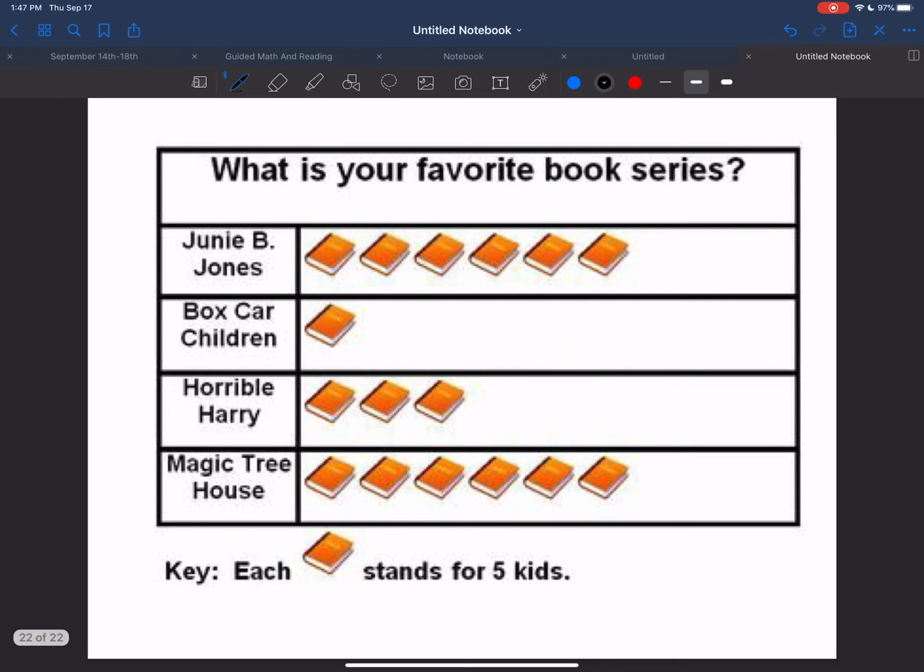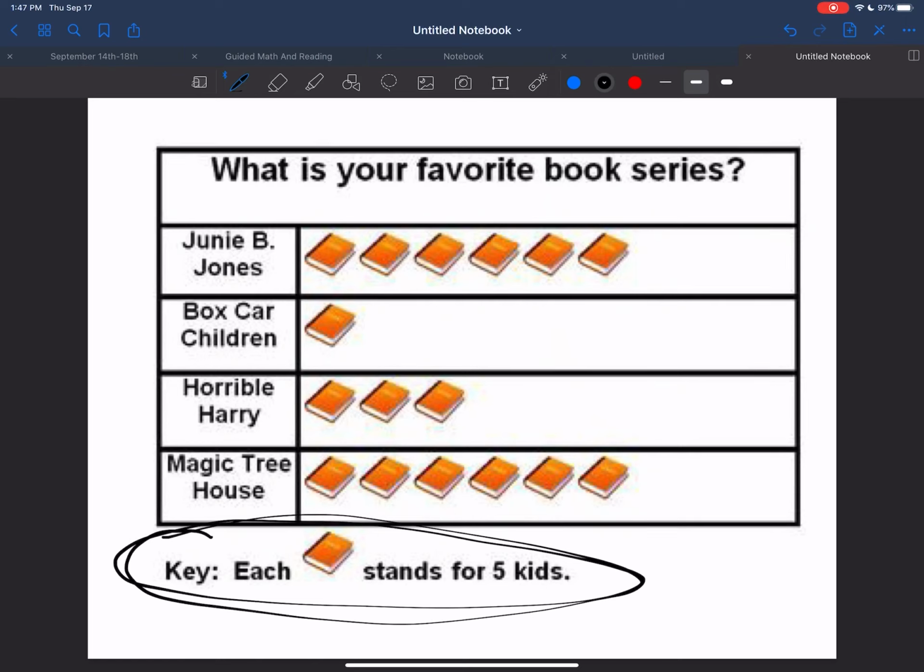Now, let's look at this pictograph because the keys don't always count by ones, okay? And it's important that we pay attention to this key or you could get the questions wrong. So the title of this one is, what is your favorite book series? So students probably voted on their favorite book series, and then they represented this data in the pictograph. Well, when we look at the key down here at the bottom, we know that each book stands for 5 kids, not 1, but 5.